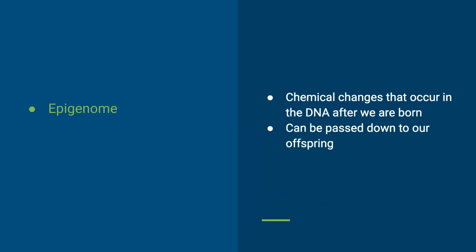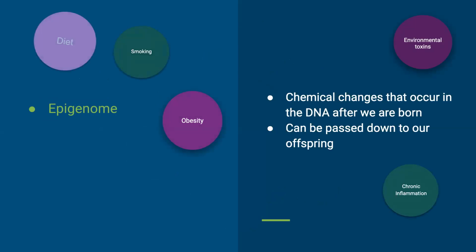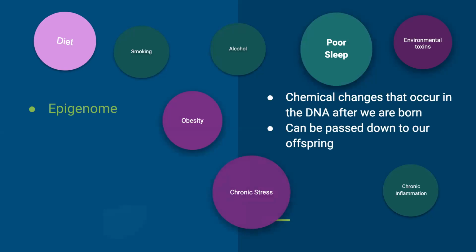And so what's an epigenome? That is a new word in this presentation. Those are chemical changes that can occur to the DNA after we are born, and it can be passed down to our offspring. So what's causing those changes? Environmental toxins, chronic inflammation, smoking, obesity, diet, alcohol, poor sleep habits, especially night shifts, chronic stress or severe stress. They've actually found that in the offspring of Holocaust survivors, up to 2 generations later, there have been genetic changes from that.